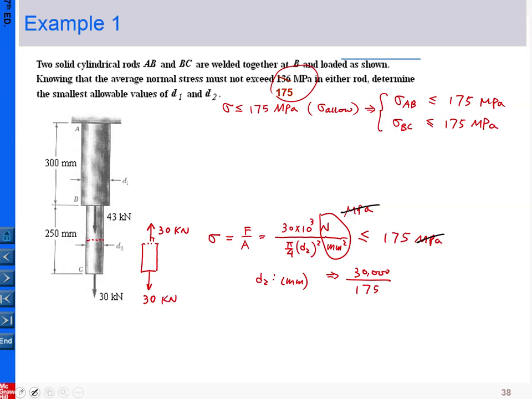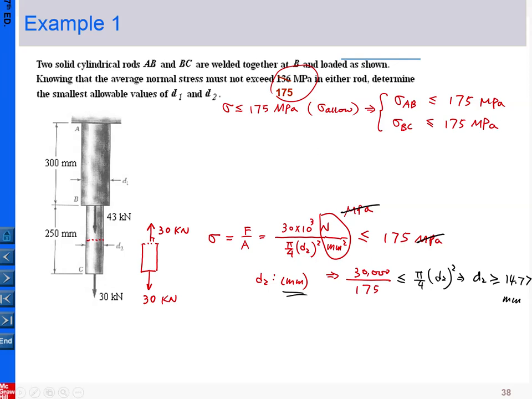So we can work on the numbers, and this must be less than or equal to pi over 4 D2 squared. From this situation you should be able to find out D2 must be greater than or equal to 14.77. That's the magnitude, with the unit millimeter.